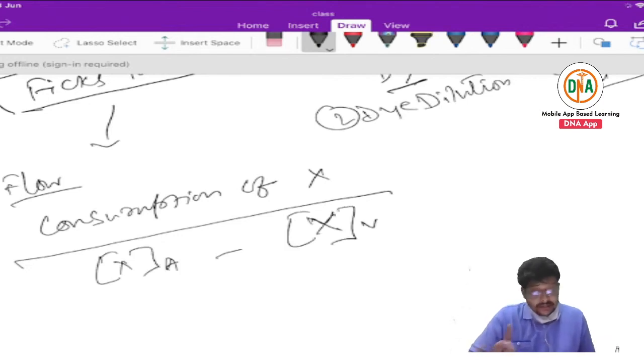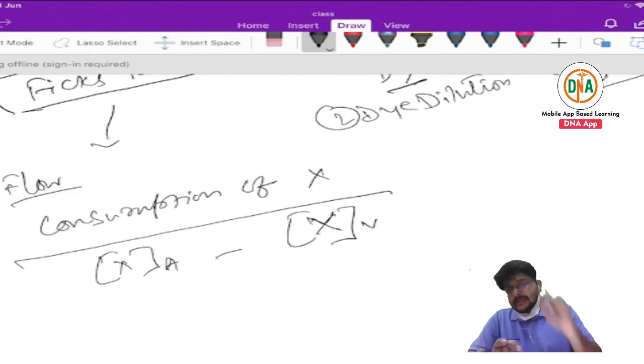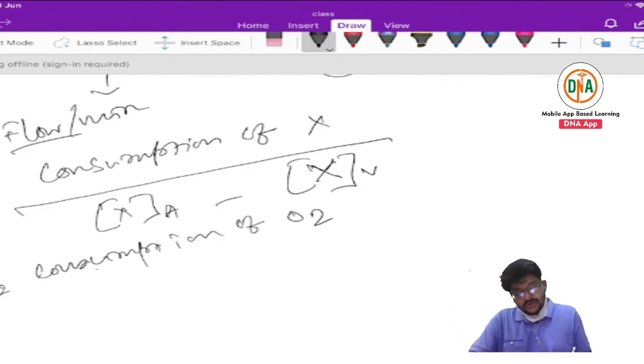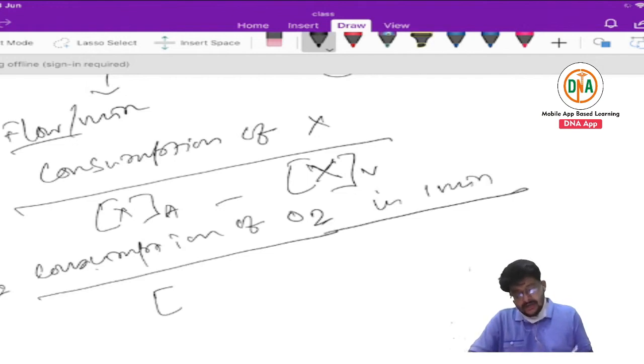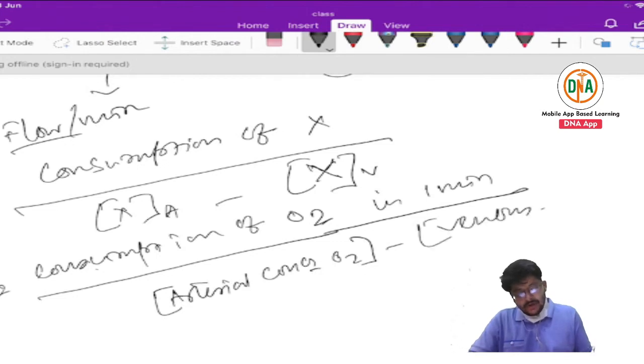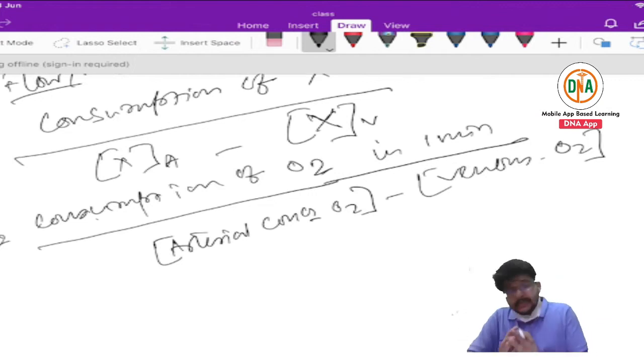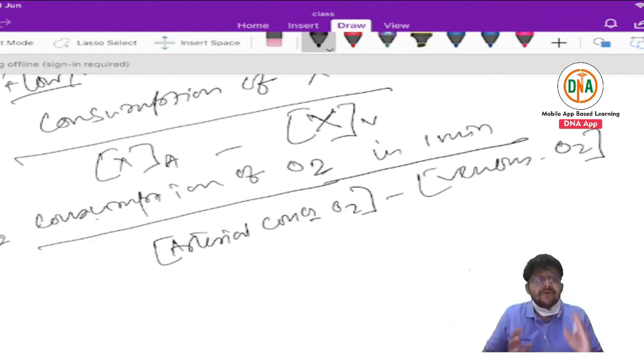suppose we call it X, divided by arterial concentration of X minus venous concentration of X. That's the thing. Suppose if we take oxygen as X, then flow per minute will be consumption of oxygen in 1 minute divided by arterial concentration of oxygen minus venous concentration of oxygen.